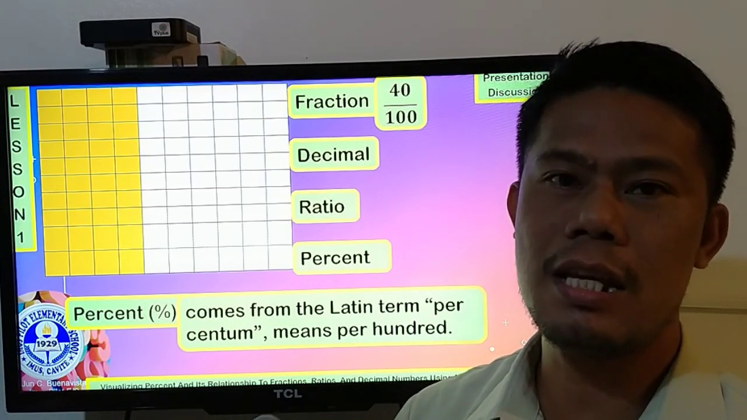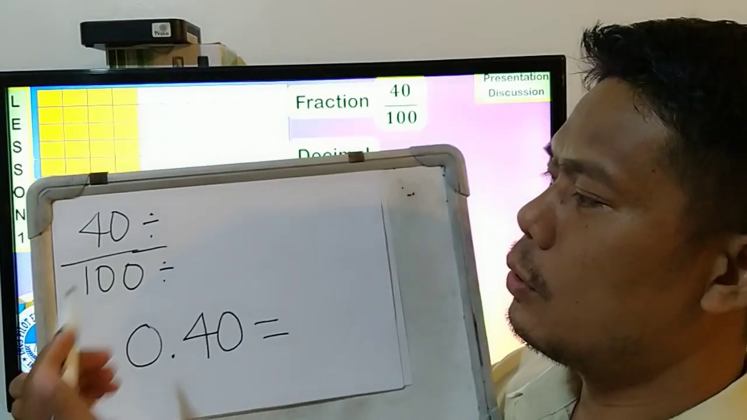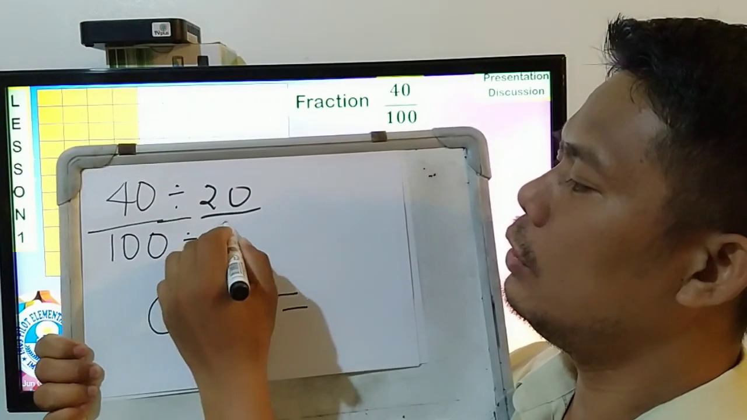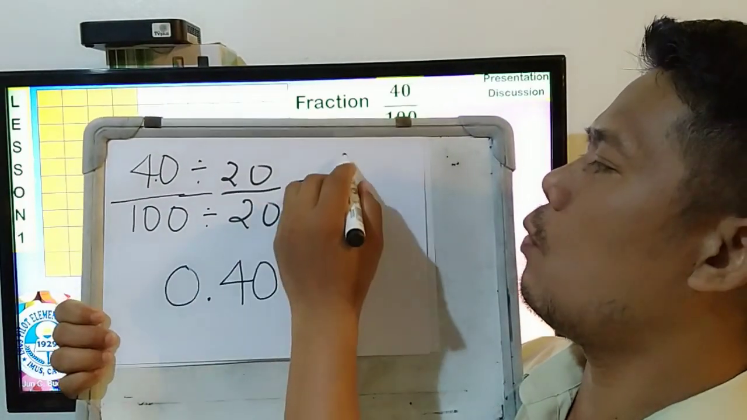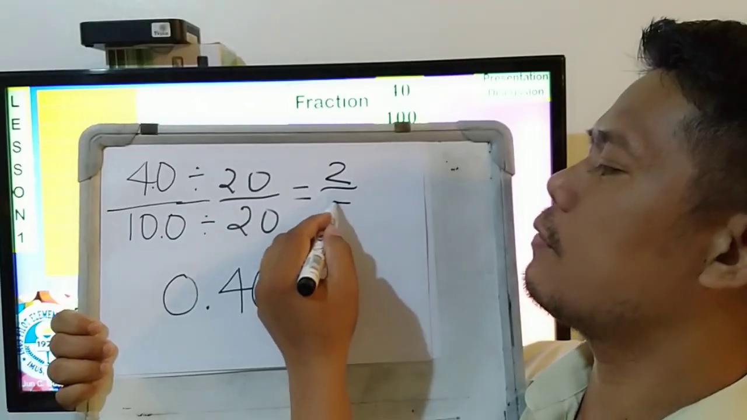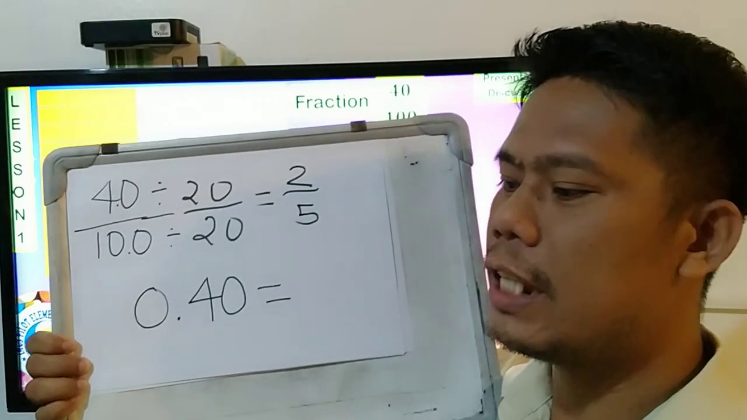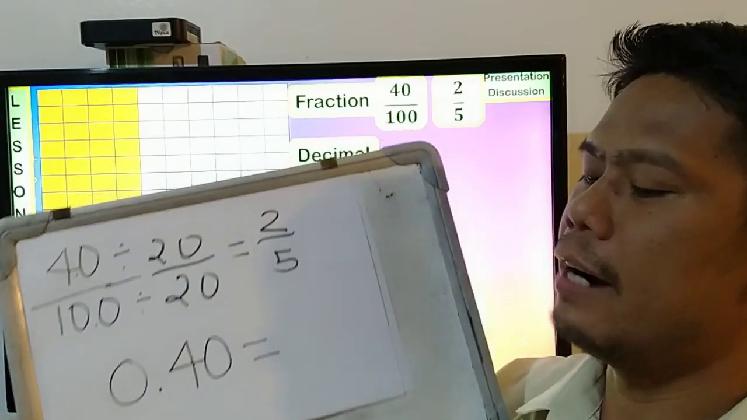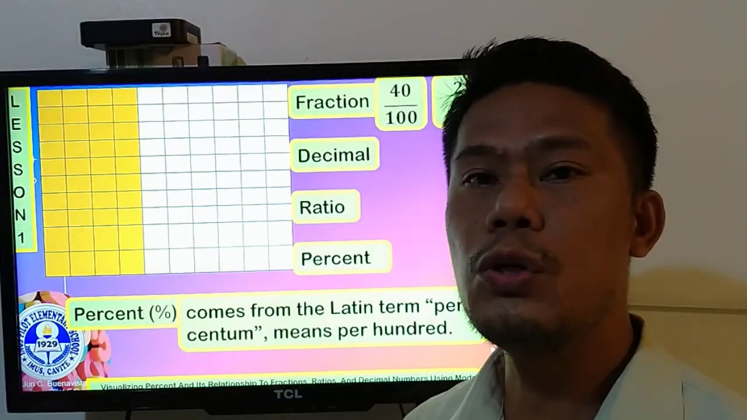Alright, very good. So that is 20. We are going to divide it by 20. So we have 40 divided by 20 over 100 divided by 20. 40 divided by 20 equals 2. Then 100 divided by 20 equals 5. So therefore, our fraction is 2/5. Can you follow? Alright.